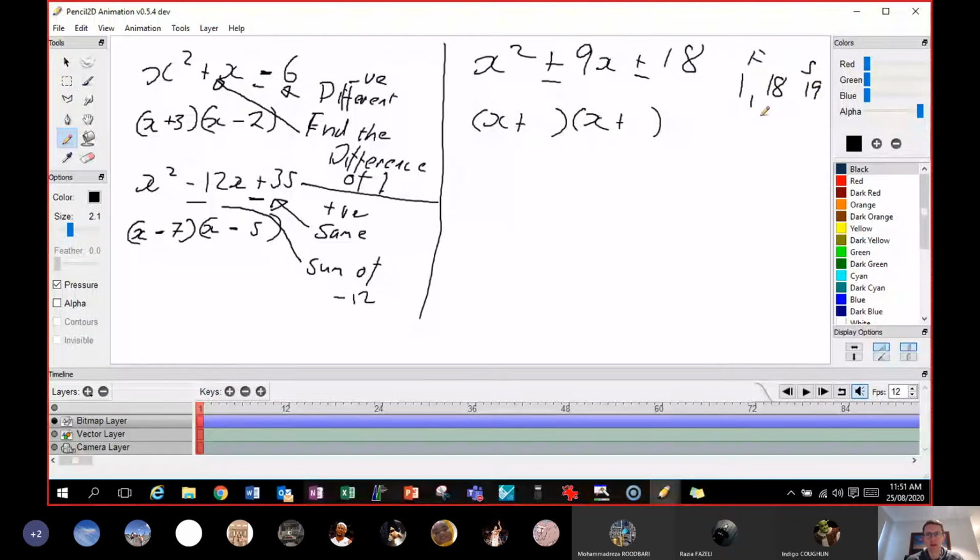So these are the factors. If we have factors of 2 and 9, that's going to give you a sum of 11. So you could go with 6 and 3. That would give you a sum of 9. So it's going to have to be 6 and 3 because it gives you the sum of 9.